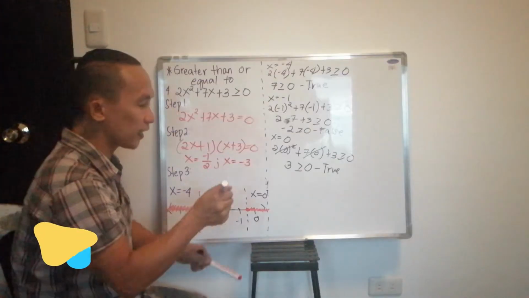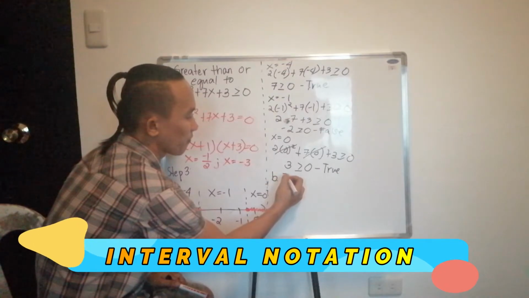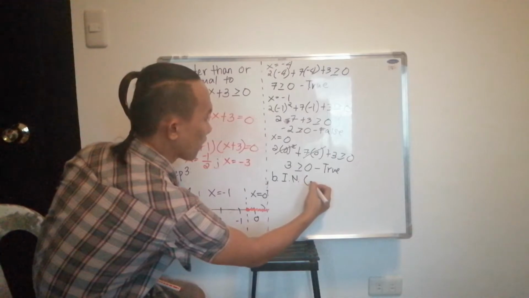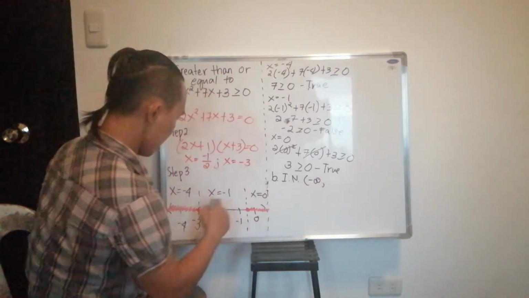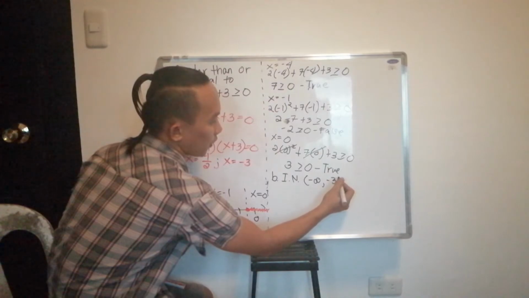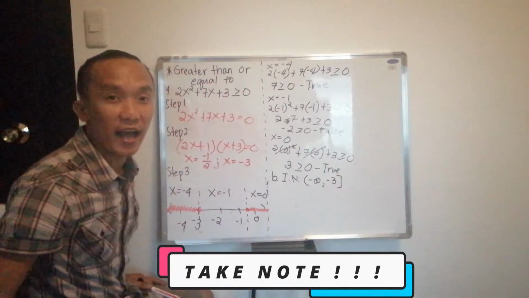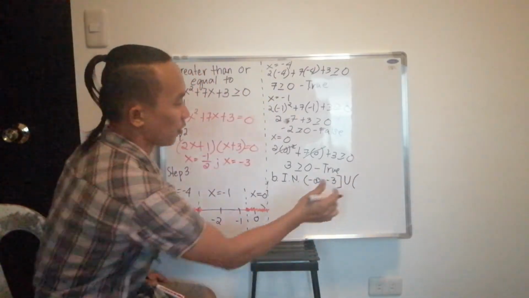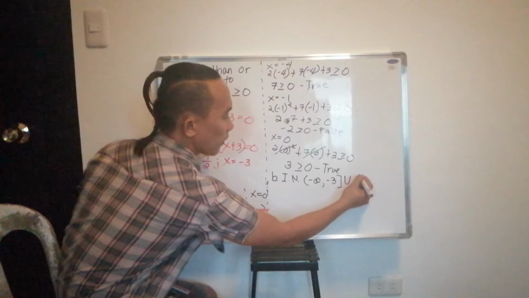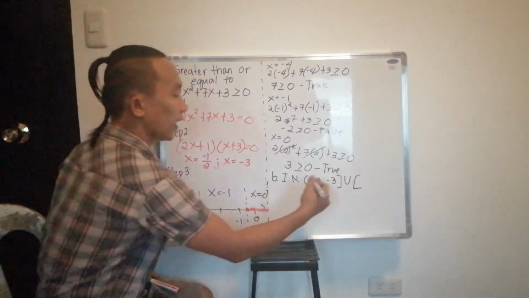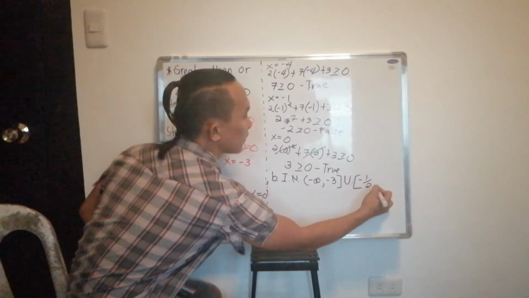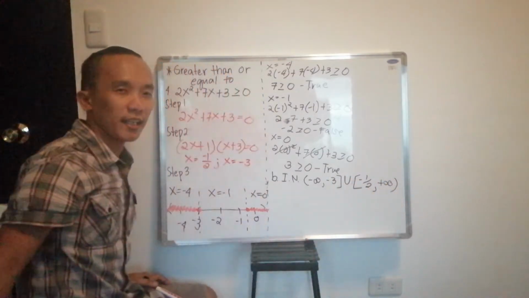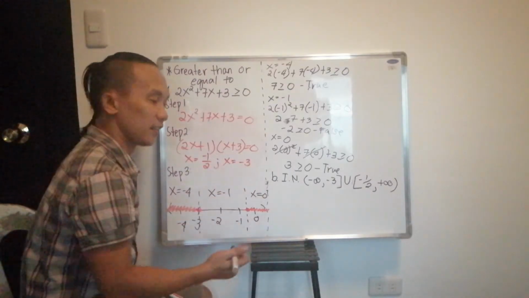So if you're going to write your interval notation, your interval notation now will be negative infinity, then including your negative 3, so you write a square bracket, union, and since negative 1/2 is included, a square bracket of negative 1/2, then a positive infinity, and a parenthesis. So that is now your interval notation.